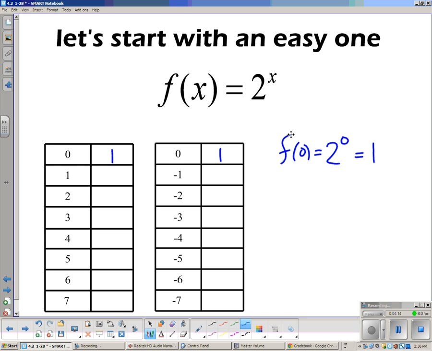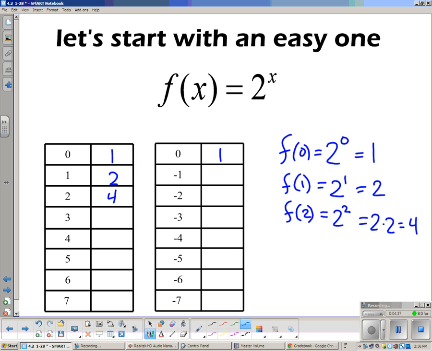Let's do the positives first. For f of 1, we have 2 to the first power, so we know that that's 2. Now if we plug in a 2, we get 2 to the second power, which we know is 2 times 2, or 4.